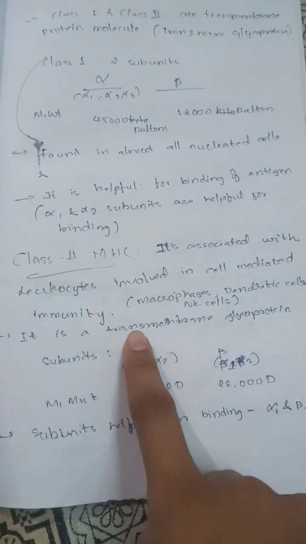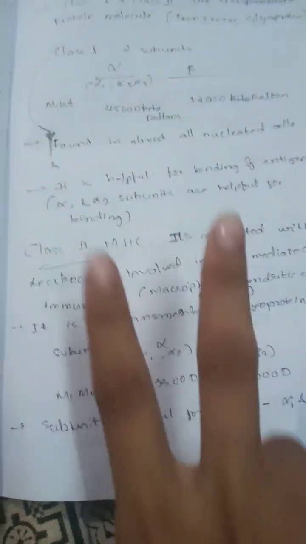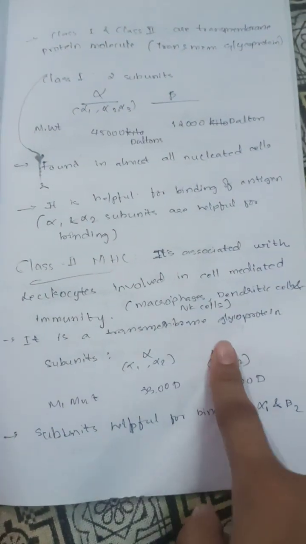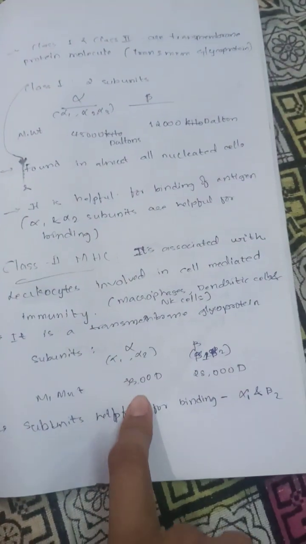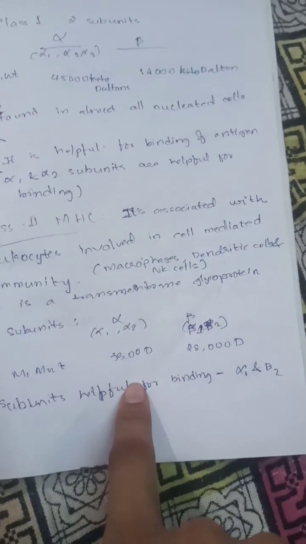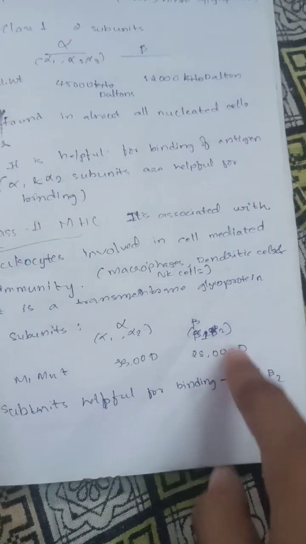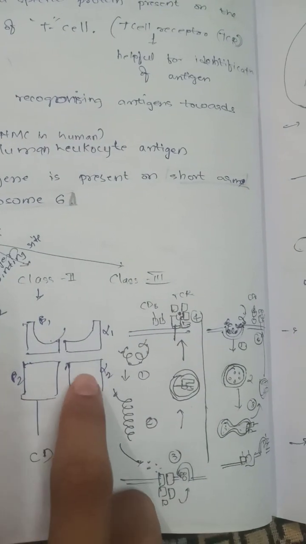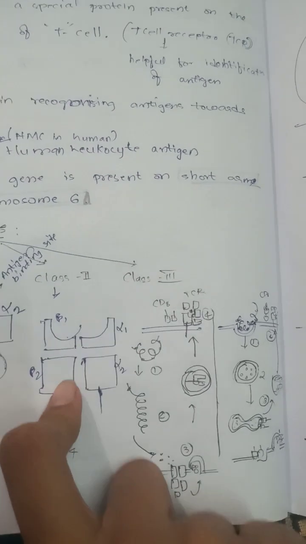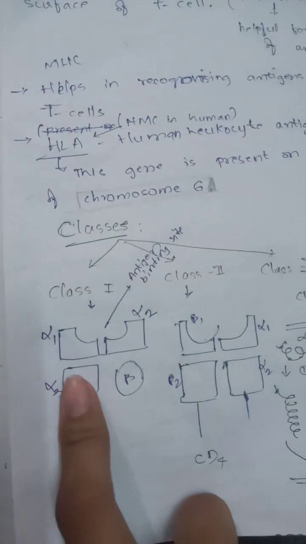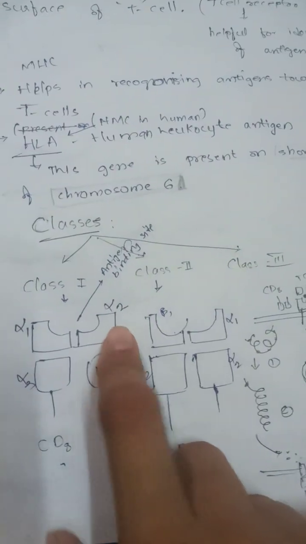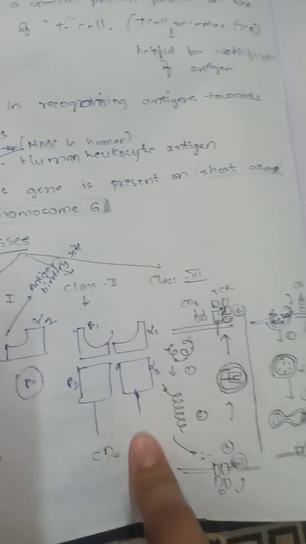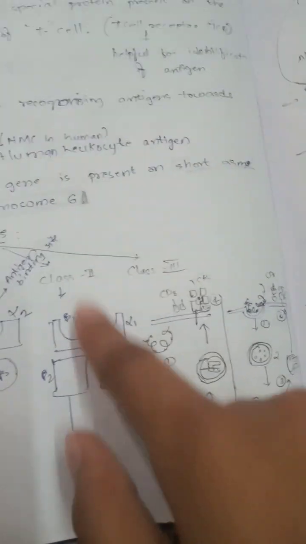Class 2 MHC is also a transmembrane glycoprotein and contains two subunits, alpha and beta, of course. Alpha consists of alpha 1 and alpha 2, and the beta subunit consists of beta 1 and beta 2. The weight of the alpha subunit is 30,000, while the weight of the beta subunit is 28,000. Here we can see this is alpha 1, alpha 2 and beta 1, beta 2, while here alpha 1, alpha 2, alpha 3 and the beta. In class 1, alpha 1 and alpha 2 are responsible for the antigen binding site, and in class 2, beta 1 and alpha 1 are responsible for the antigen binding site.